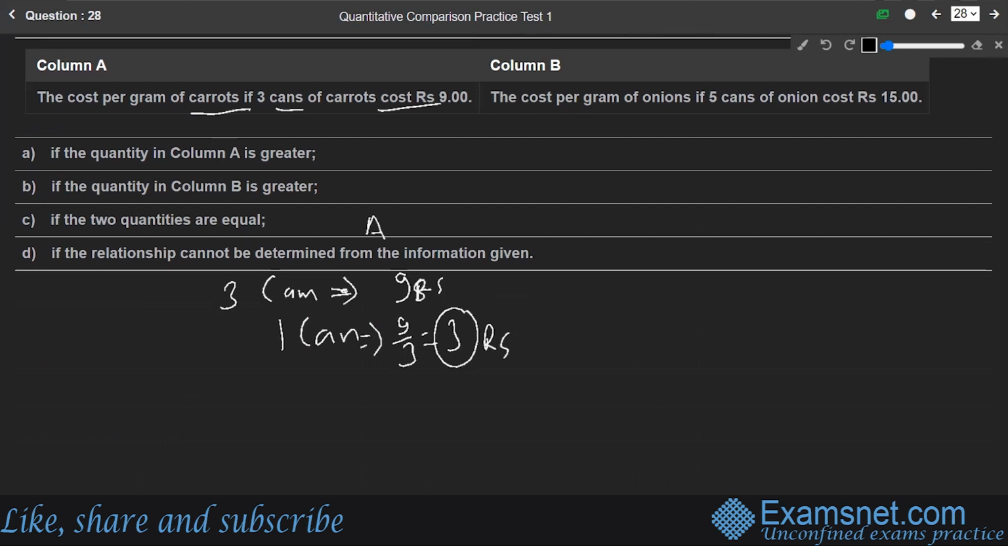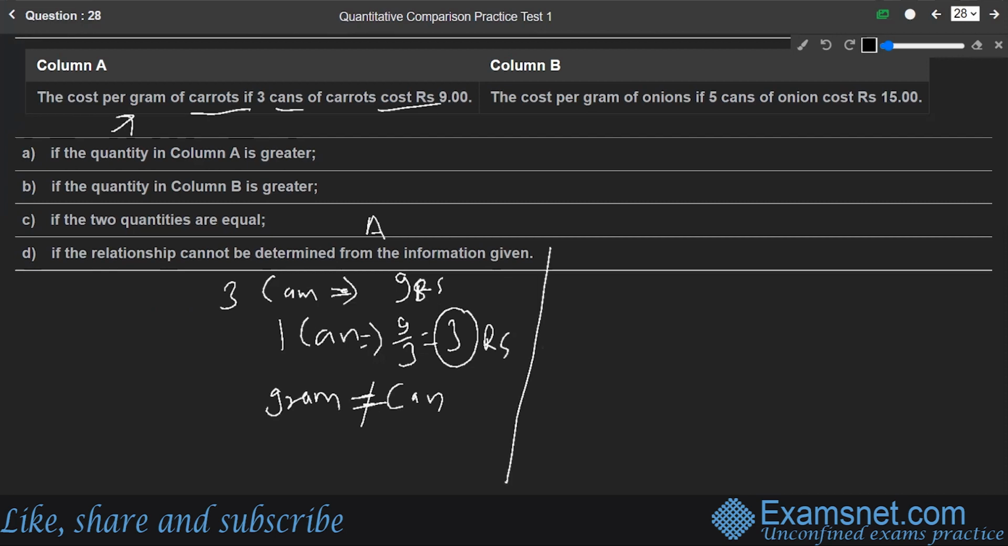Then we are supposed to find out the cost per gram of carrots. Now there is no connection between gram and can. How much is the weight carried by carrot in one can? That is not given. No connection of gram and cans is given. Only the connection between cans and rupees is given. So clearly column A doesn't suggest any final value.